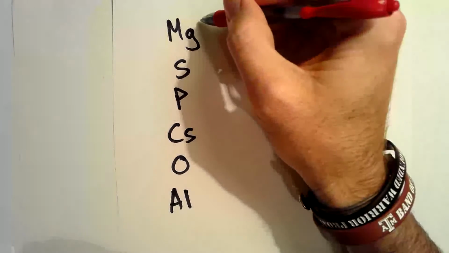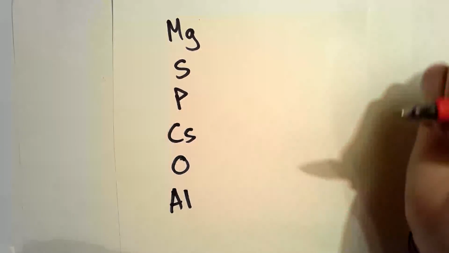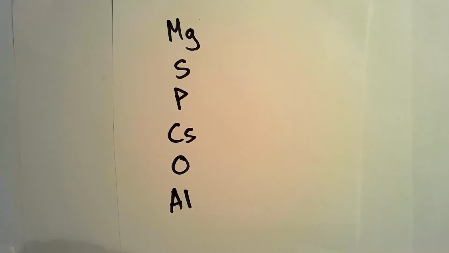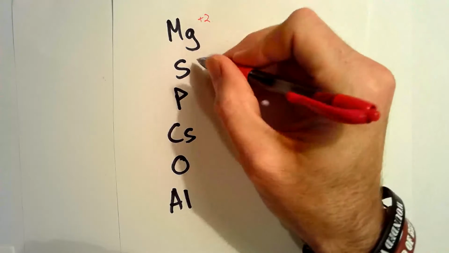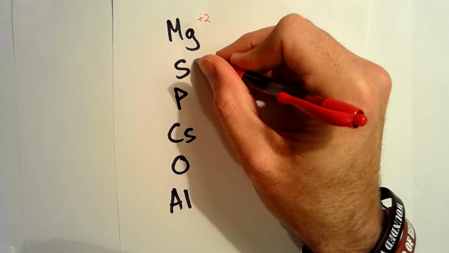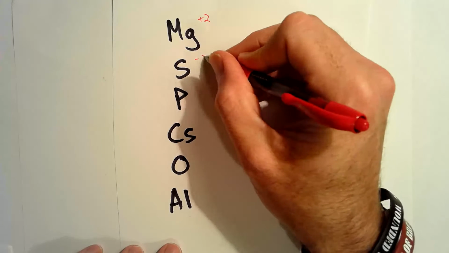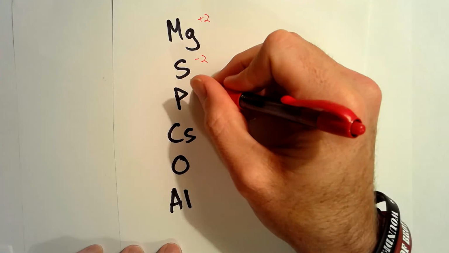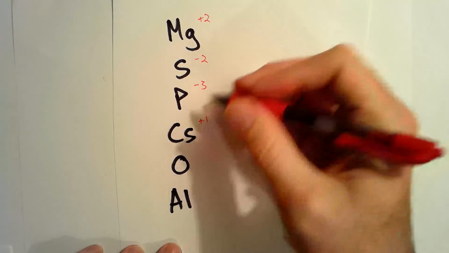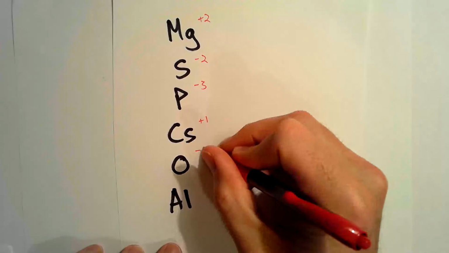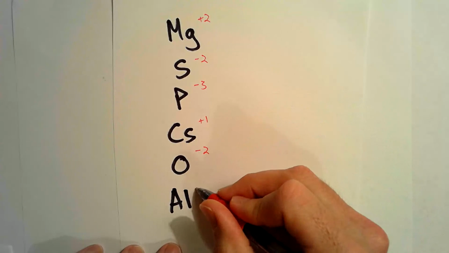Now that we've been able to identify what an oxidation state is, could you go back to those previous periodic tables and fill in the oxidation states for all of these? Magnesium's in group 2, so it is a +2. Sulfur's in group 16, so it's a -2. Phosphorus is a -3. Cesium is a +1, oxygen is a -2, and then aluminum is a +3.